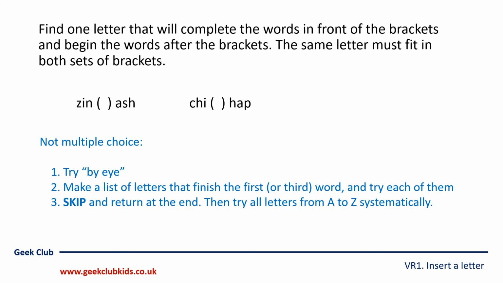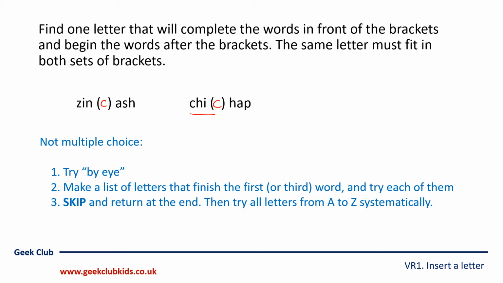Occasionally, you might find that no matter which approach you try, you can't find a letter that makes 4 words. In fact, it might be that the best letter you can find only makes 3 words. So what do you do in this case? I had that problem with this question, where the only letter that I could find that at least made 3 words was a C. It made zinc and cash. I know zinc's a type of metal. And it made chick and chap. Well, I know chap's a word, but chick, I had no idea.